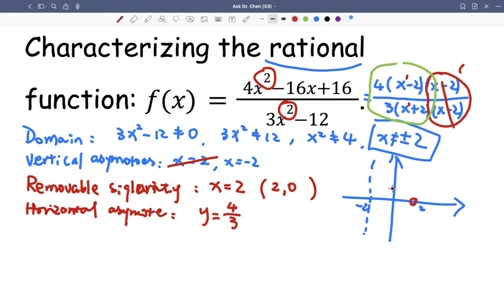So on the graph, let's say this is a 4/3 value. So we will have this horizontal asymptote, which means the graph of this function will never pass this horizontal asymptote.